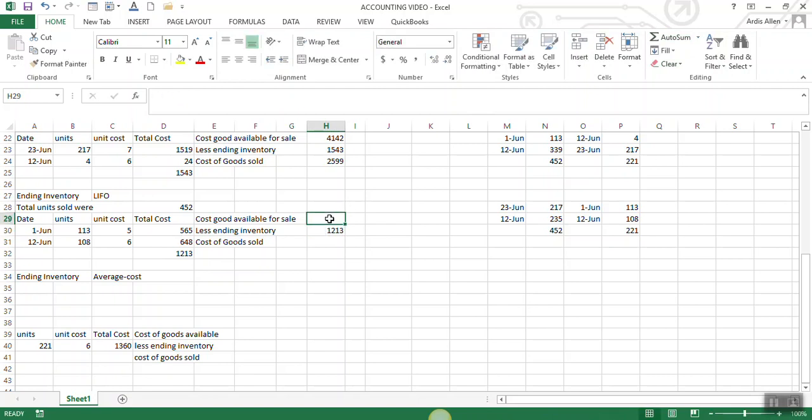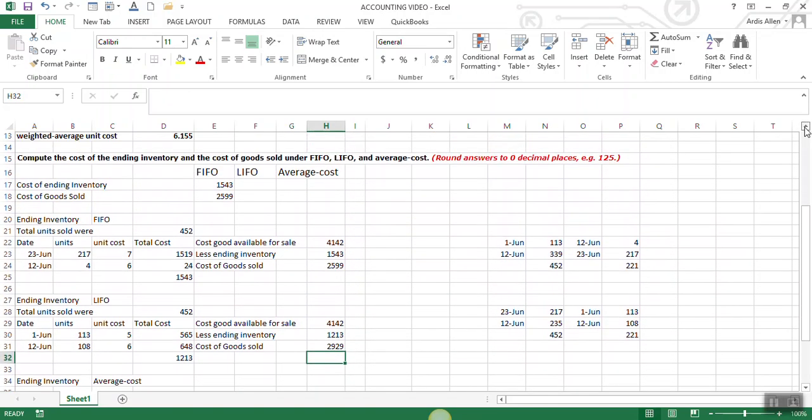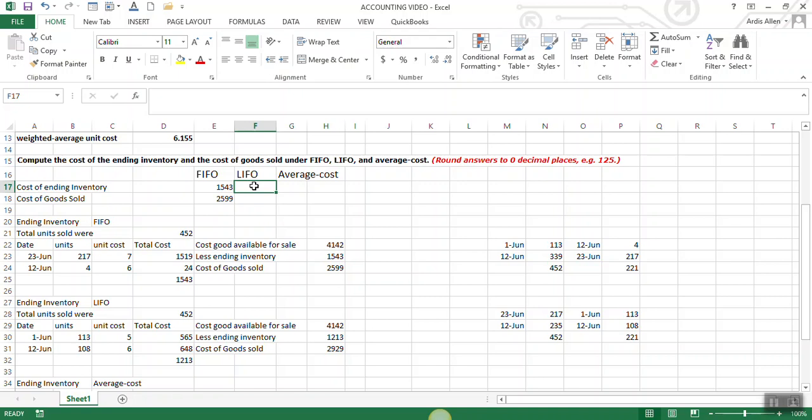The cost of goods available for sale is 4,142. The cost of goods sold is equal to cost of goods available for sale minus ending inventory, which gives us 2,929 cost of goods sold. So in LIFO, the cost of ending inventory is 1,213, and the cost of goods sold is 2,929.